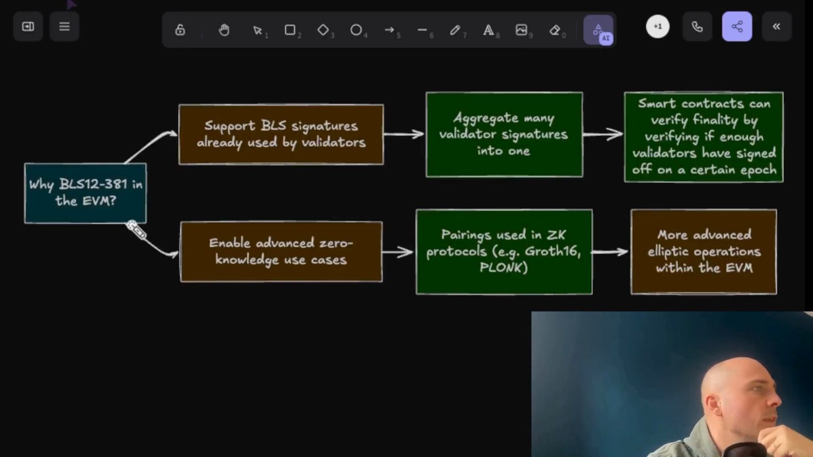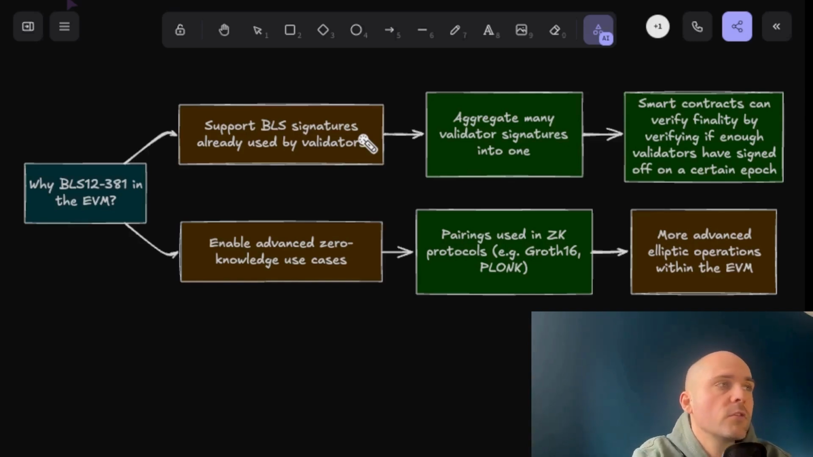Now, with all that high-level overview, let's have a look at why we want to be able to support this specific BLS 12381 curve on the EVM level. And a major reason for that is that it supports this so-called BLS signature scheme, which is already used by the Ethereum consensus layer, as in when validators sign off on something, they use that scheme to sign that they agree, basically. And BLS signatures can be aggregated into one, which is enabled by this pairing operation on the curve that we talked about earlier. And that makes it very efficient to validate the correctness of something that many different entities have signed off on.